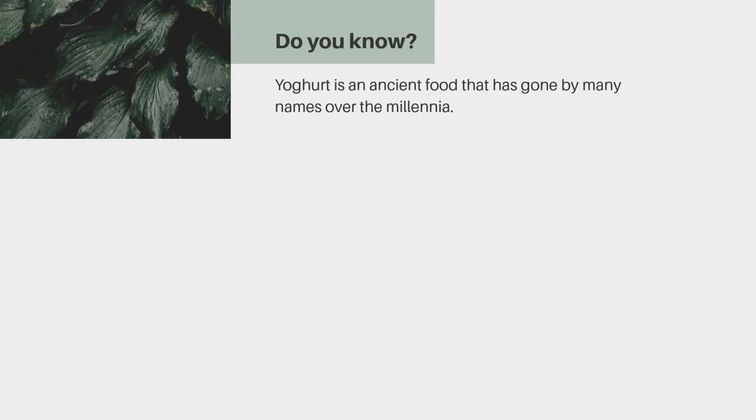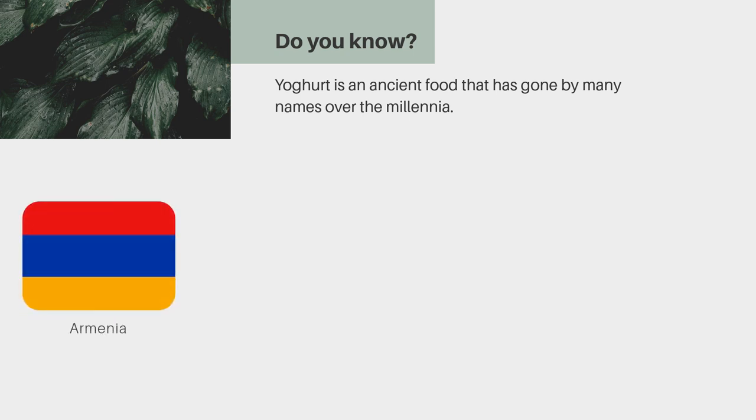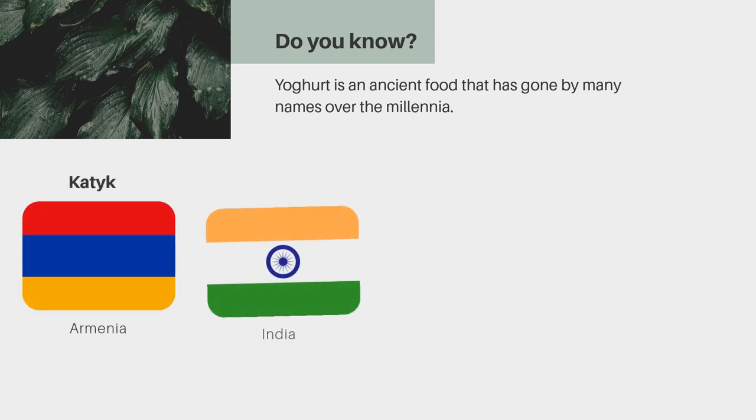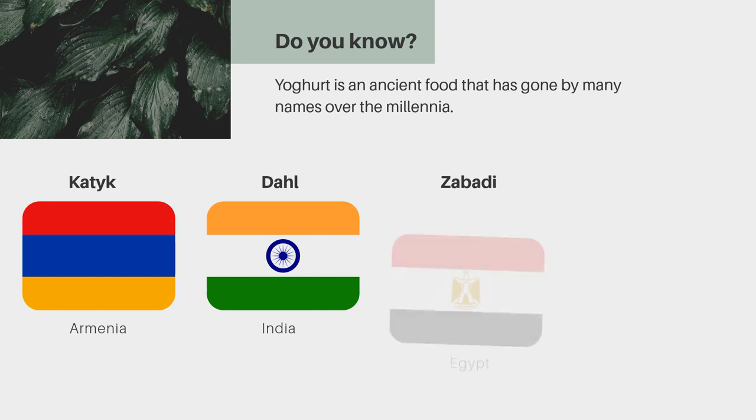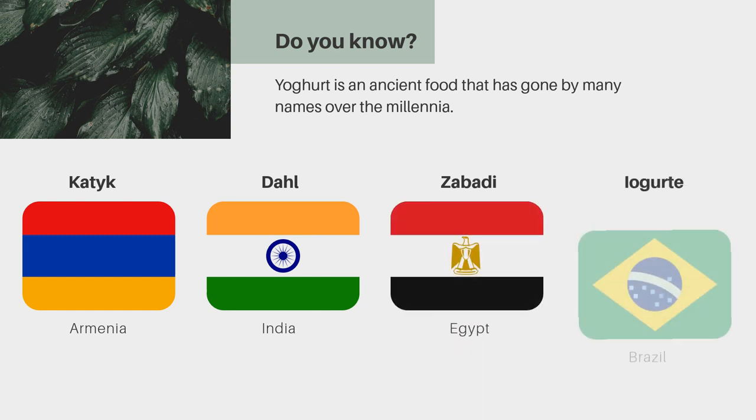Actually, yogurt is an ancient food that has gone by many names over the millennia. It also has a different name in each country. For example, in Armenia, it was called katak. In India, it was called dal. It was called zabadi in Egypt, and iogurt in Brazil.